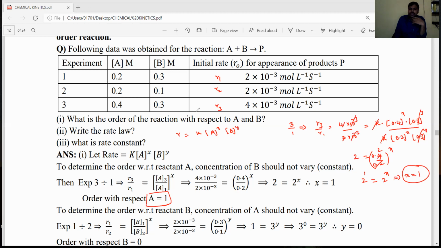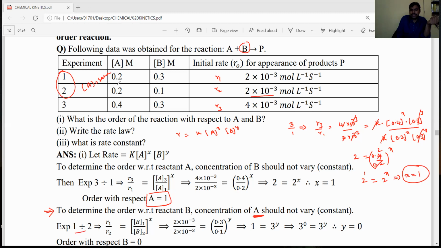In the same way, you have to find the order with respect to B. If you want to find the order with respect to B, what we have to do, dear students, the concentration of A should be constant. In which experiments is the concentration of A constant? Experiments 1 and 2. Let's see experiments 1 and 2. The concentration of A is the same. So you just have to do 1 divided by 2, because the experiment 1 value is more. This is 2 into 10 to the power of minus 3, and this is also 2 into 10 to the power of minus 3. Just do 1 divided by 2, meaning R1 by R2.